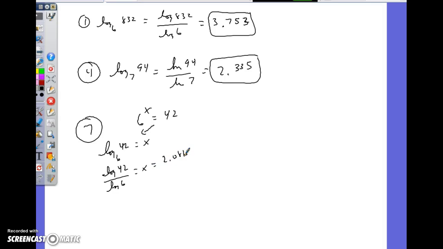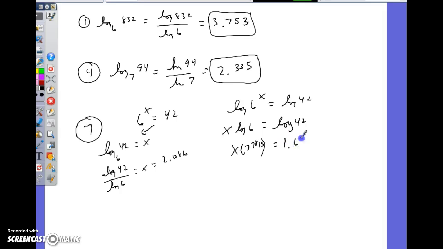Or I can go really crazy. I can pick my own log. I'm going to go log of 6 to the x equals log of 42. I'm just going to log it. I'm going to throw the x out in front. Once I do that, I'm going to divide both sides and turn log 6 into a number. What's log of 6? 0.77815 equals log of 42, 1.62325. And then I divide, and I get 2.086.